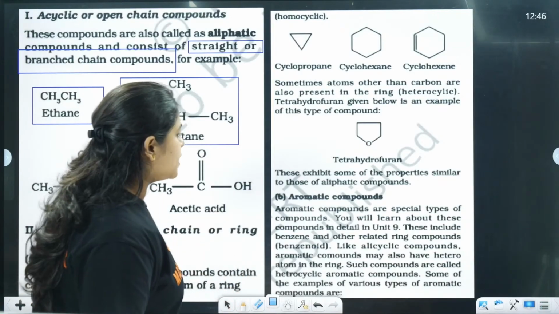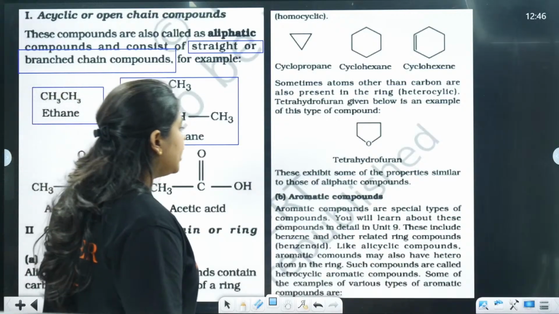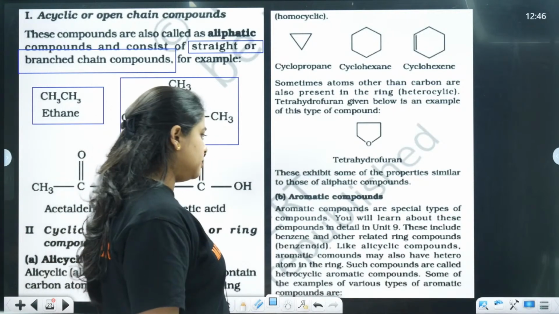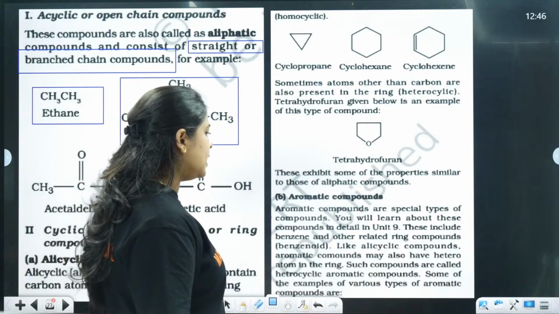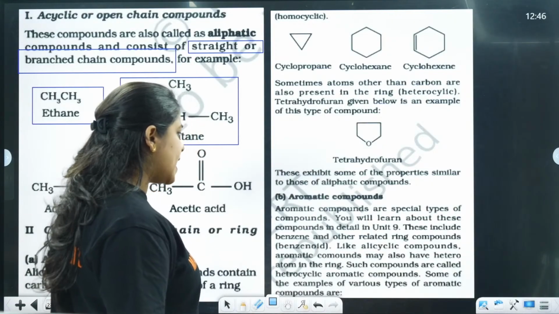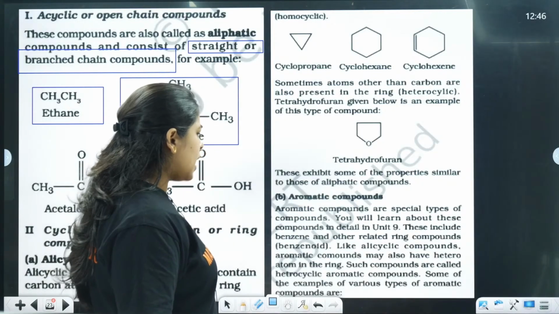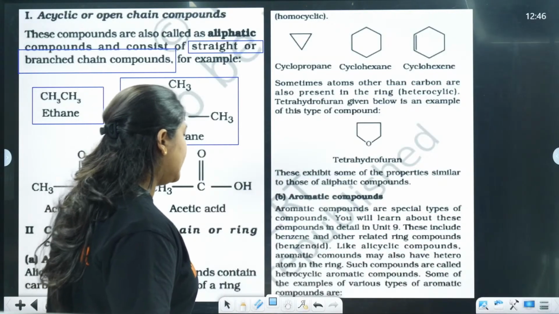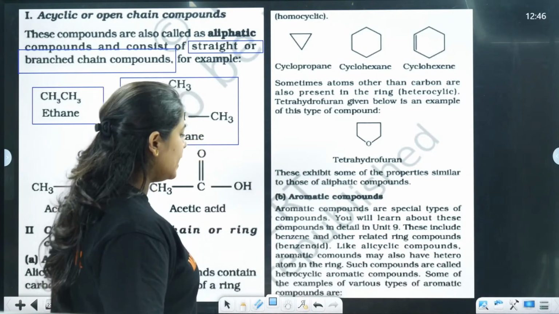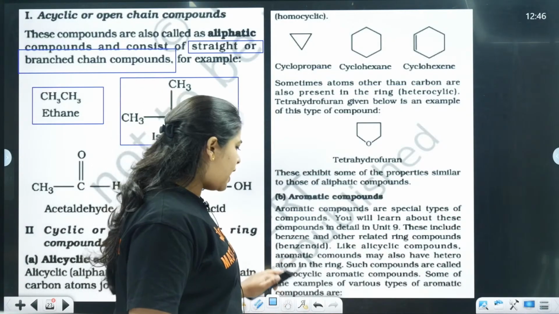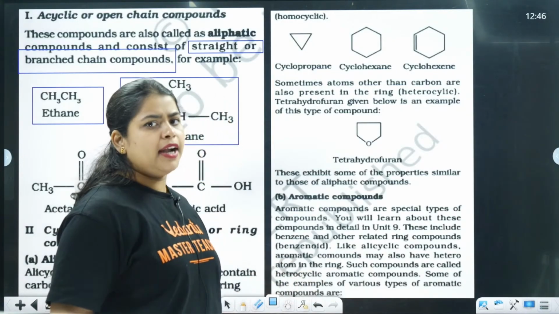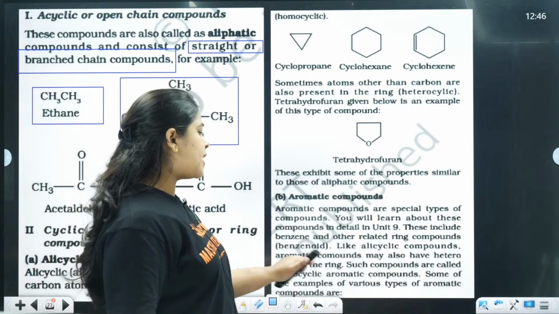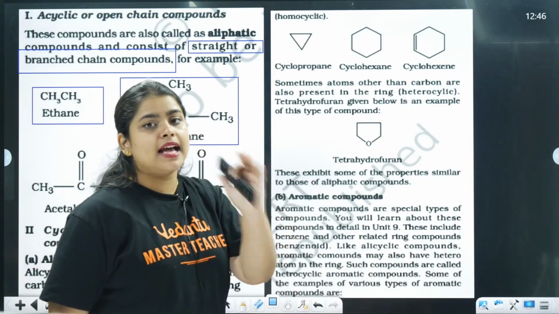Next, aromatic compounds. Now aromatic compounds are special types of compounds, and you will learn about these compounds in detail in unit 9. First, let's finish unit 9. So this includes benzene and other related ring compounds, like alicyclic compounds. Aromatic compounds may also have a heteroatom in the ring. Such compounds are called heterocyclic aromatic compounds. So if a heteroatom is included, they call them heterocyclic aromatic compounds. We need to mention them as aromatic compounds there.